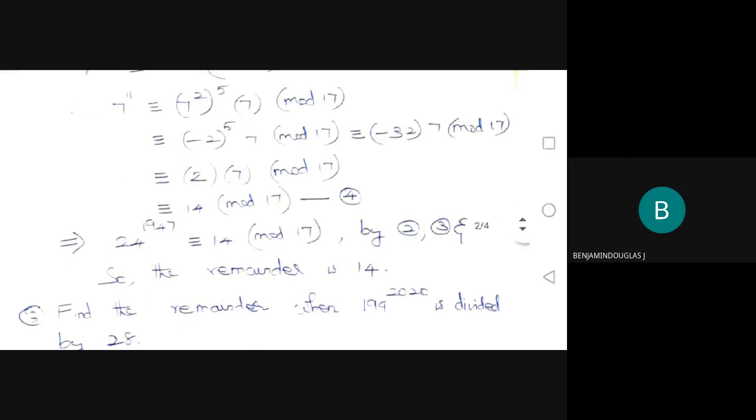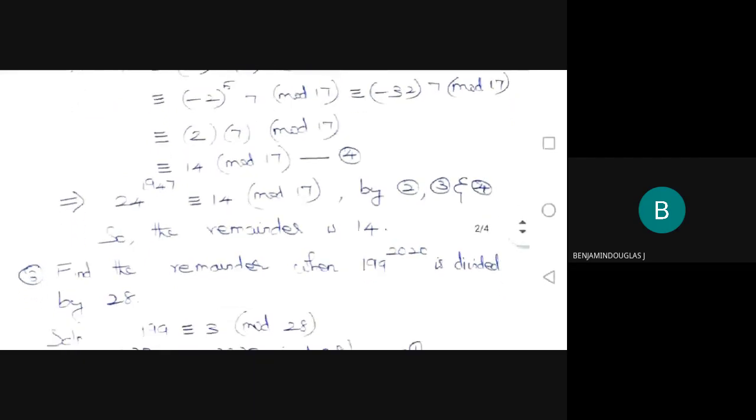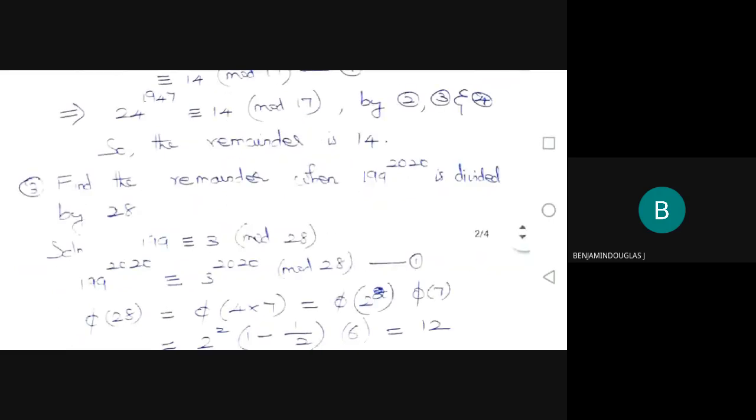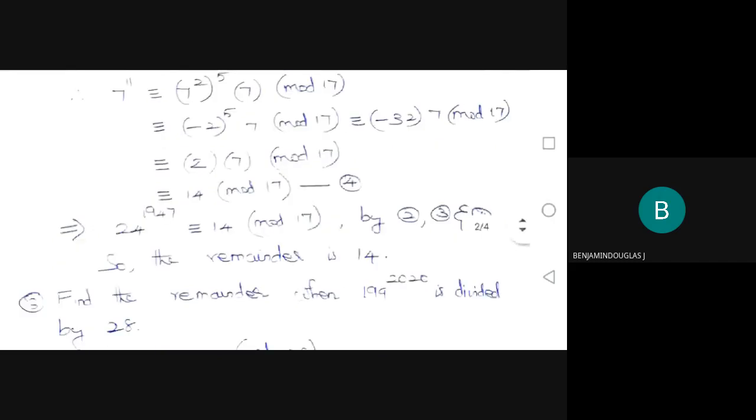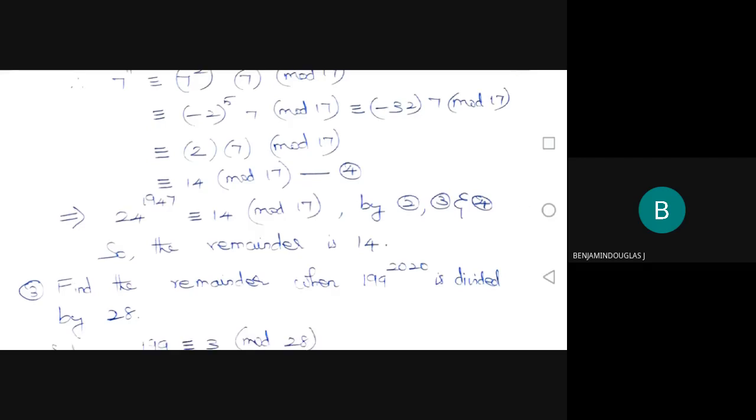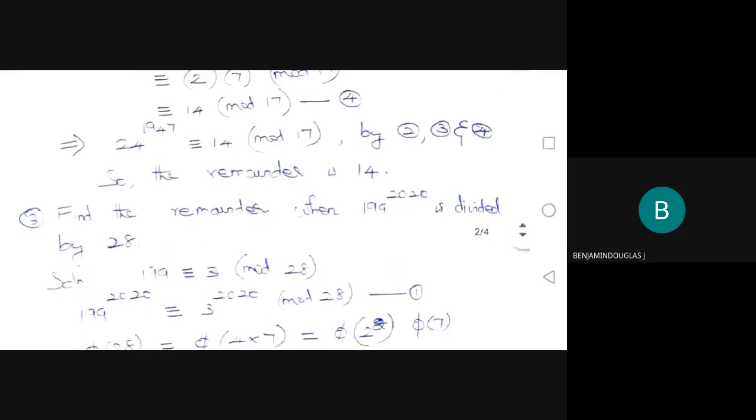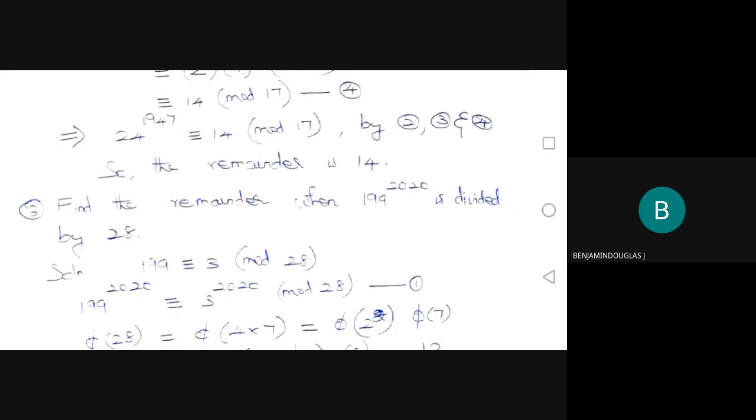So shall I move on to the next problem? Find the remainder when 199 to the power 2020 is divided by 28. This problem can be solved by using Wilson's theorem, Fermat's Little theorem or Euler's phi function theorem. This problem can be solved and the remainder obtained by using Euler's phi function.